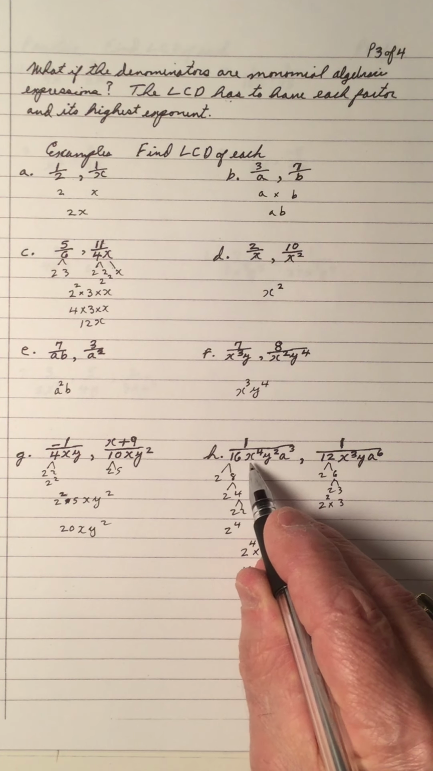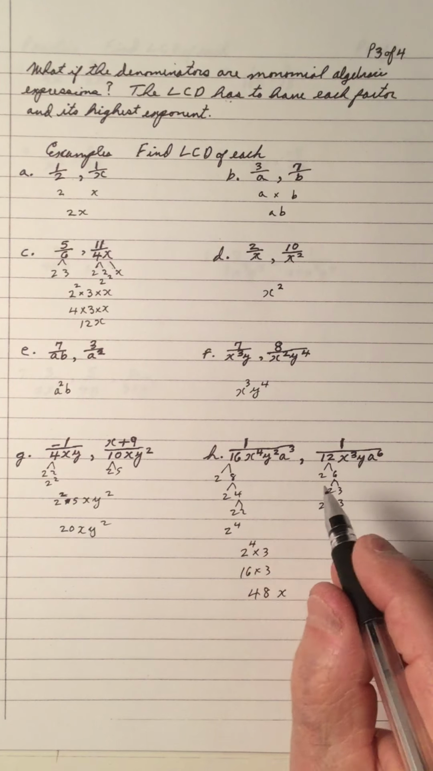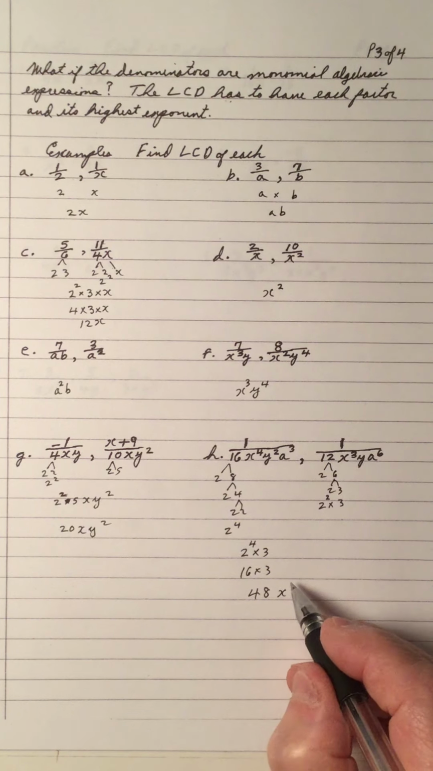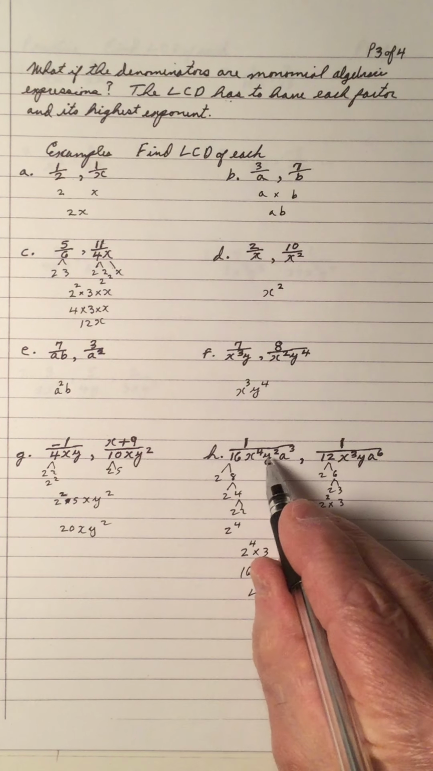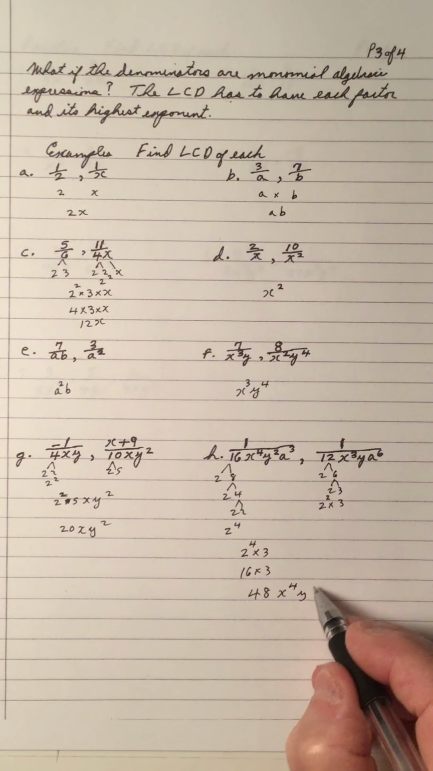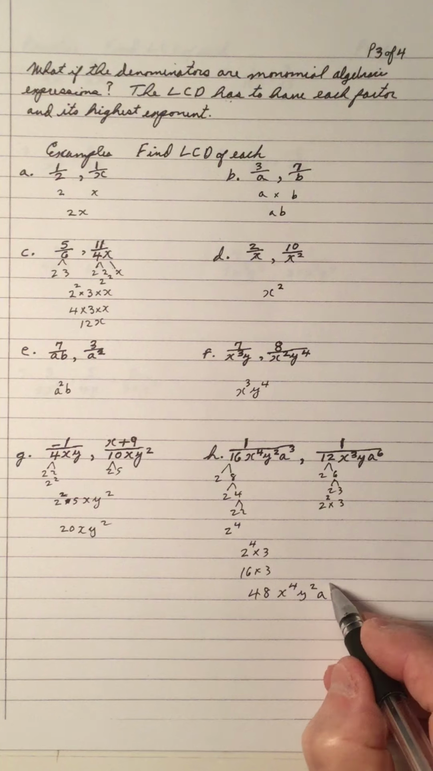I see an x in each one, but the x doesn't have to be in each one. Whatever factor I have, I have a factor of x, so the highest power is 4. I have a factor of y, so the highest power is 2. I have a factor of a, so the highest power is 6.